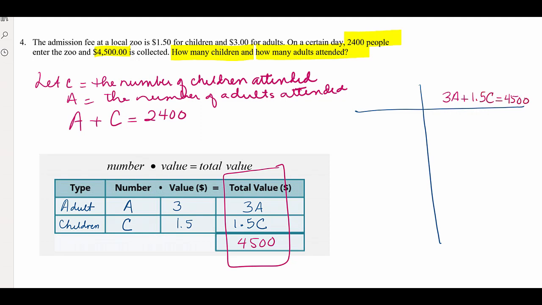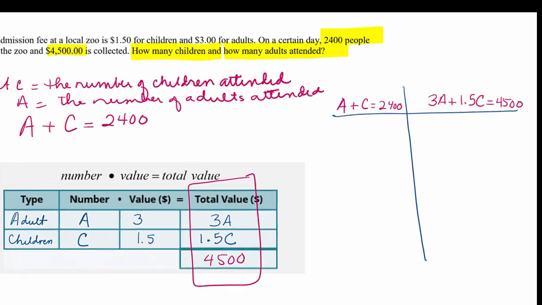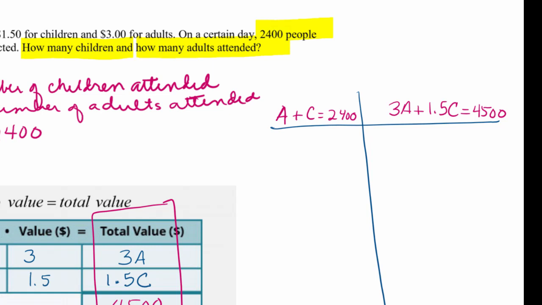And why did I decide that? Because I like this first equation. It looks pretty easy for me to solve for one of the variables. So now I get to choose which variable to solve for, and I think I'm going to solve for A. So we've got A equals 2,400 minus C. And I'm going to take that expression on the right-hand side and bring it over here to my second equation. I'm going to substitute it in where that A is.